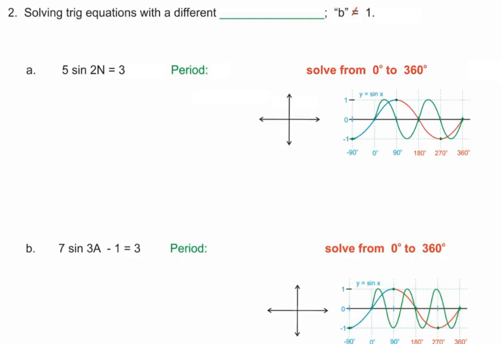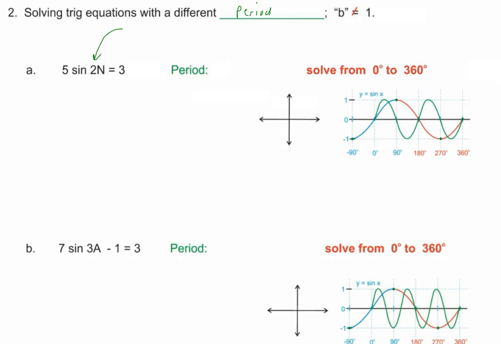All right. Number 2, solving trig equations with a different period. So the b value is no longer 1. We have a different period. And you can see by the first example, we have a 2 there. Oh, by the way, you might want to cross out your graph, this one right here, because somehow this one got there instead of the one that should be there. So anyhow, you'll see that in a minute.